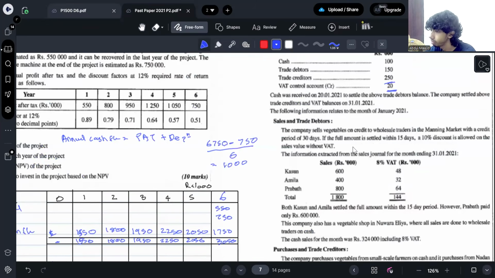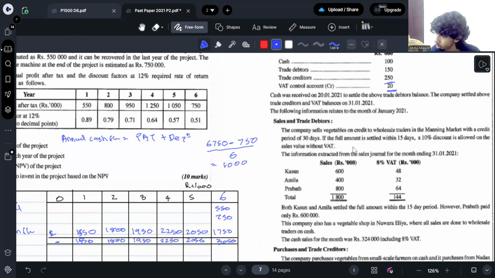Then the company sells vegetables on credit to wholesale traders in the Manning market with a credit period of 30 days. If the full amount is settled within 15 days, a 10% discount is allowed on the sale value without the VAT. Okay, the information extracted from the sales journal for the month ending 31st Jan 2021.